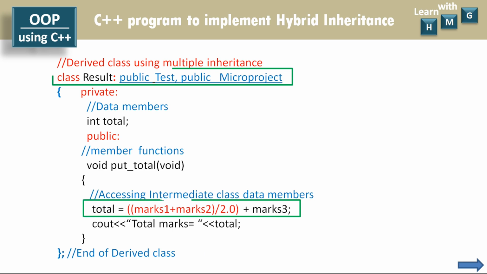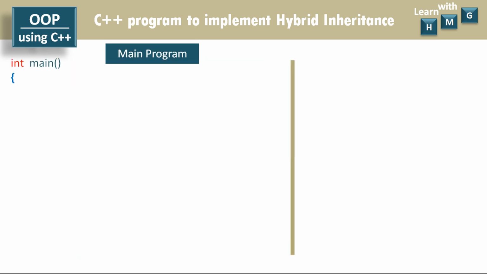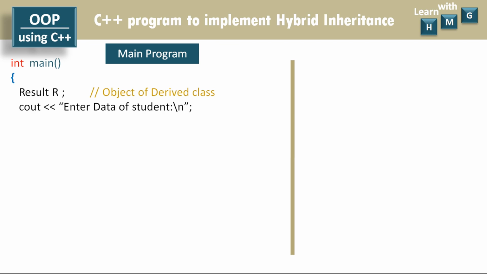Now let us go for the main function or the main program. In the main function, first of all, create an object of the derived class. Our derived class is result, and I am creating now the object r from the result class. First of all, let us perform the input operation and accept the data of students. So first of all, display the prompt message for the user to enter data of student.